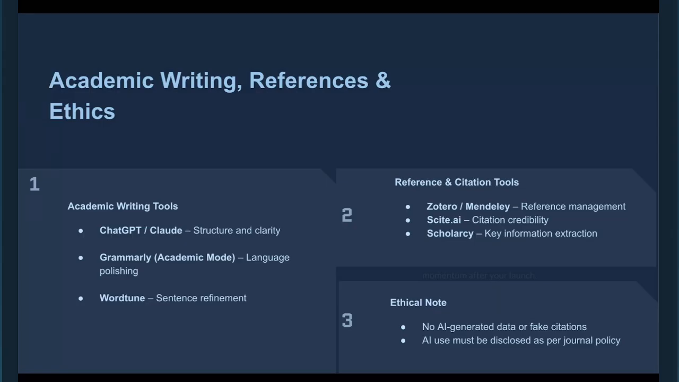Then you have citation tools available for your reference. That is Zotero or Mendeley, Cite AI, and Scholarly. They can also help you in identifying tools and extracting information through these tools. Like Zotero can help you in reference management, and Cite AI can help you in credibility, and Scholarly can extract the information, whatever that is available for you.